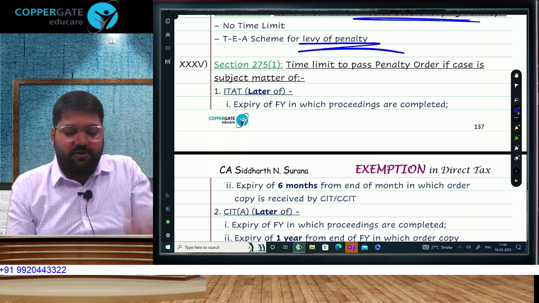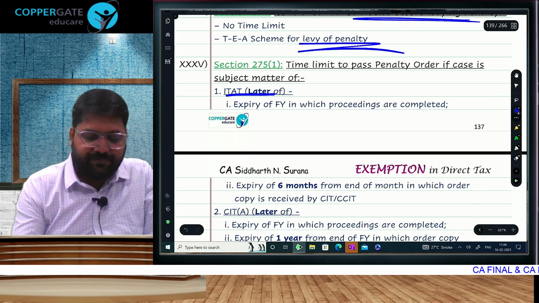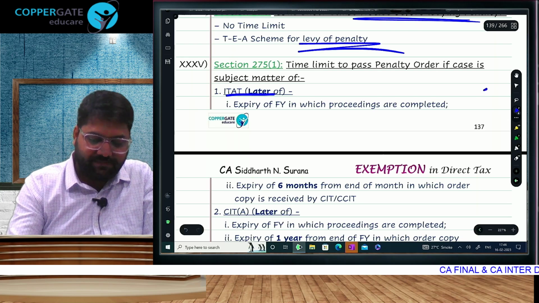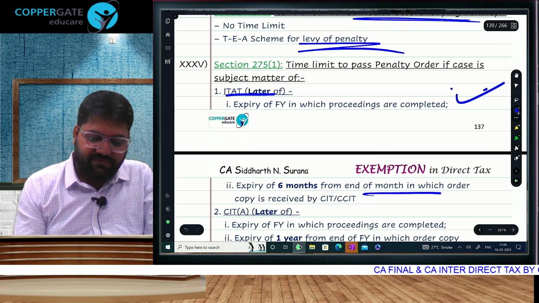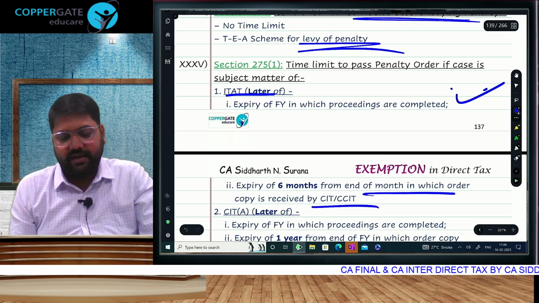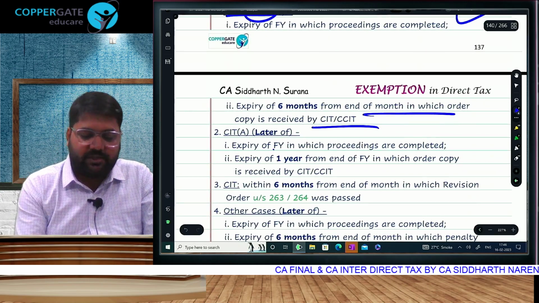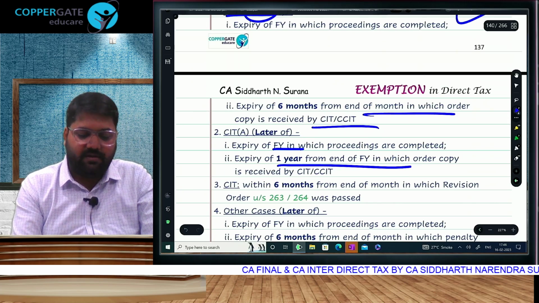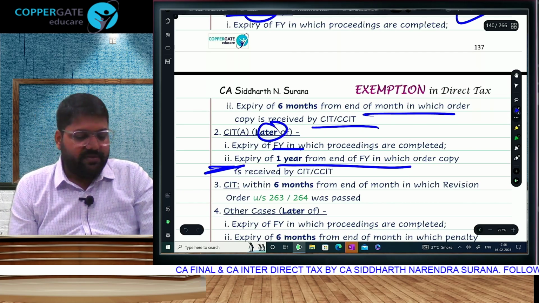Chaliye. Time limit to pass the penalty order. If the case was the subject matter of ITAT, then expiry of the financial year in which the proceedings are completed, or expiry of 6 months from the end of the month in which the copy is received by CIT or CCIT, whichever is later. Agar CIT appeals hai, toh expiry of financial year and 1 year from the end of the year, whichever is later. Jab ye bolte hai, toh this point number 2 is always going to be whichever is later.